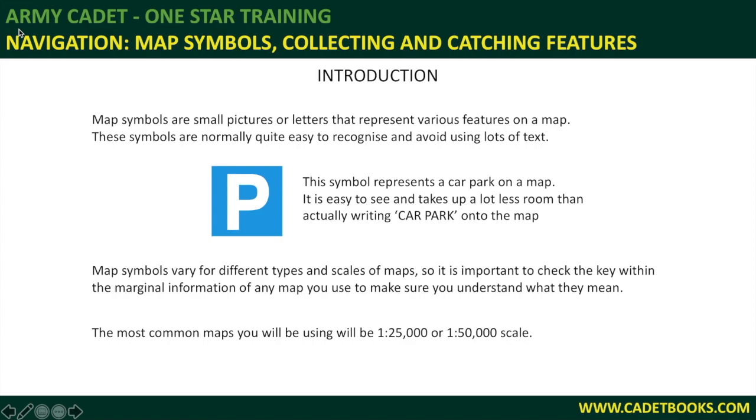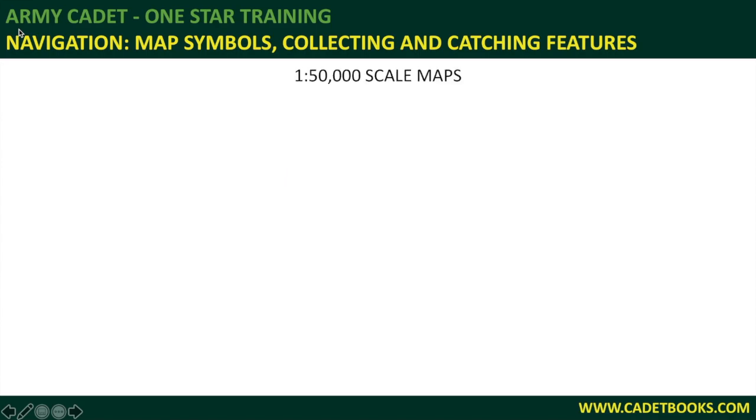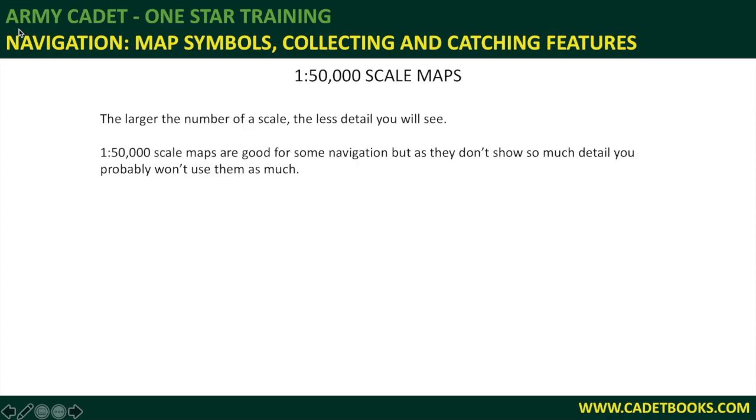The most common maps you will be using will be 1 to 25,000 or 1 to 50,000 scale. 1 to 50,000 scale maps. The larger the number of a scale, the less detail you will see. 1 to 50,000 scale maps are good for some navigation, but as they don't show so much detail, you probably won't use them as much. Here are some map symbols you will see on 1 to 50,000 scale maps.